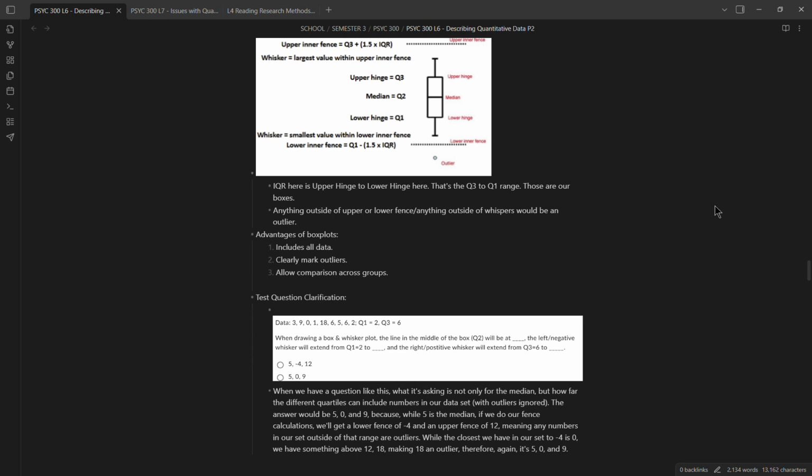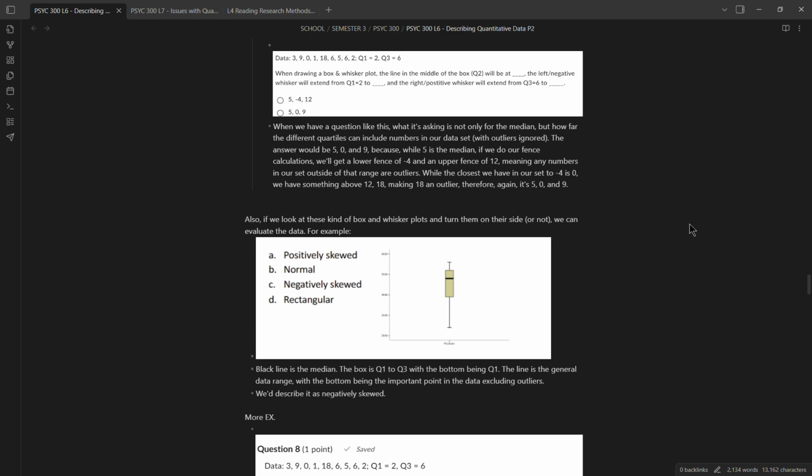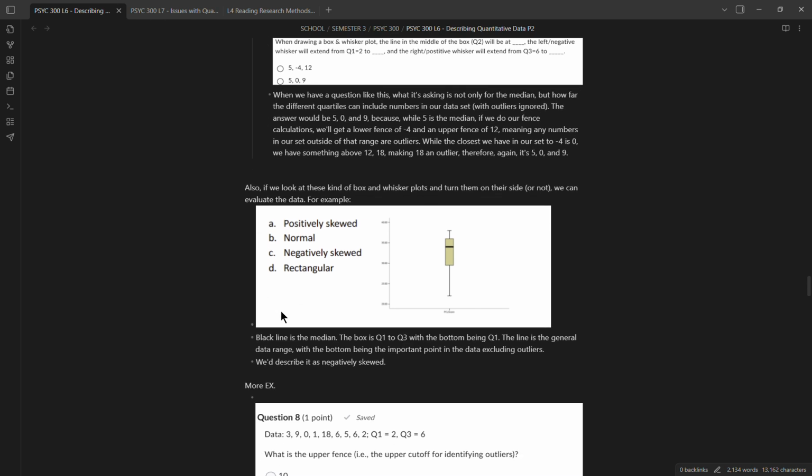When it comes to our lower fence, if we apply the same principle from earlier, the lower fence is Q1 minus 1.5 times IQR. In this question it is 2 minus 1.5 times 4. That lower fence will be negative 4. The closest number we have to that is 0, and we have no outliers. So the answer is, our median would be 5, our left whisker would extend from Q1 to 0, and our right whisker would extend from Q3 to 9. I hope that worked.